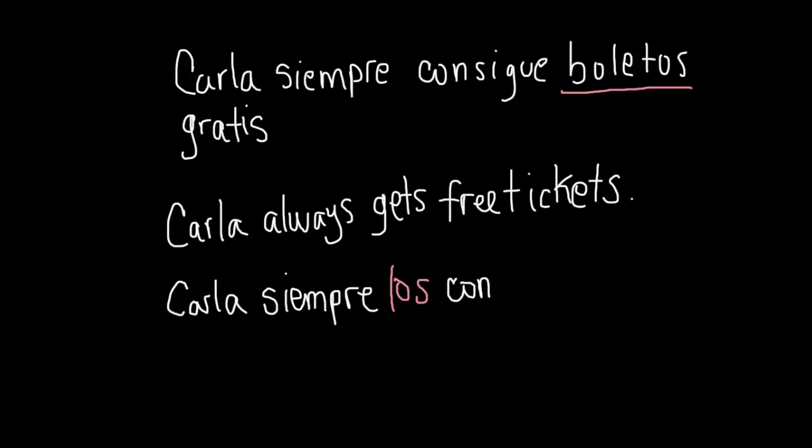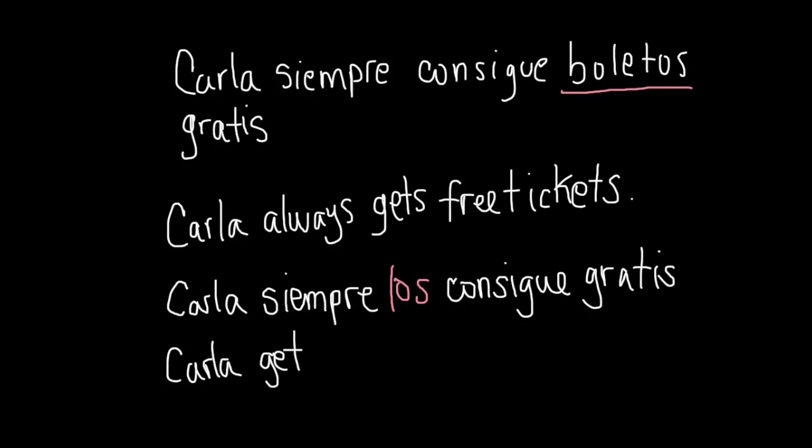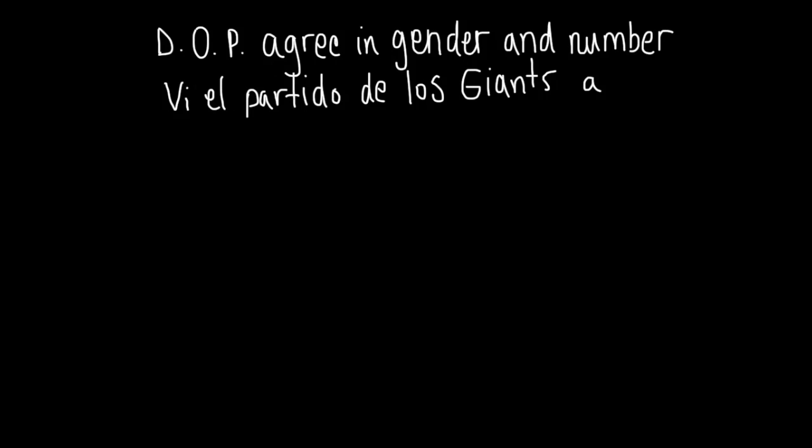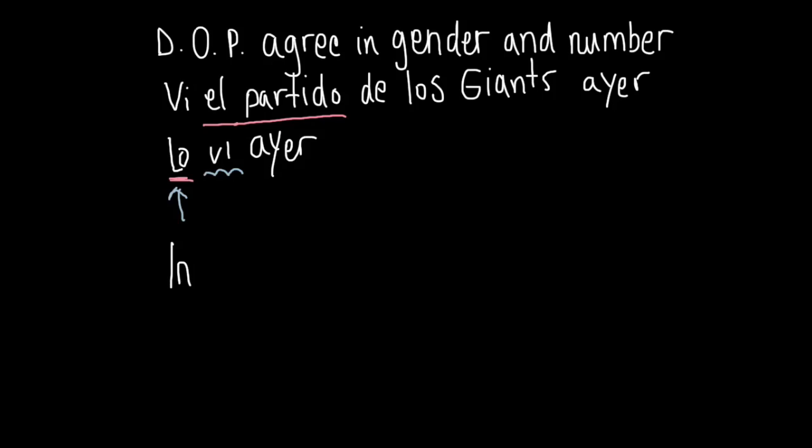So if we want to replace that, it would be Carla siempre los consigue gratis. Carla gets them for free. That would be the equivalent. So direct object pronouns agree in gender and number. For example, vi el partido de los Giants ayer. The direct object in this sentence would be el partido, and because it's singular masculine, I replace it with lo. Lo vi ayer. Notice that lo goes before the verb.